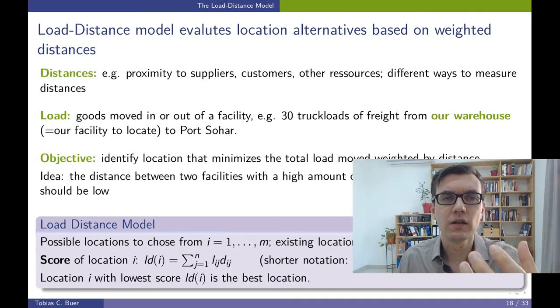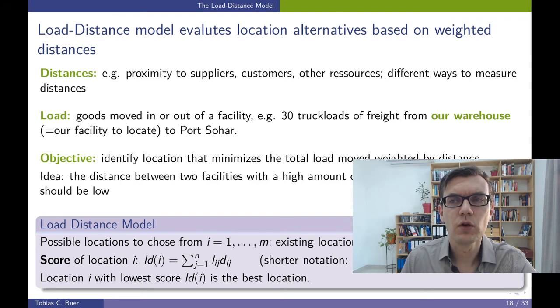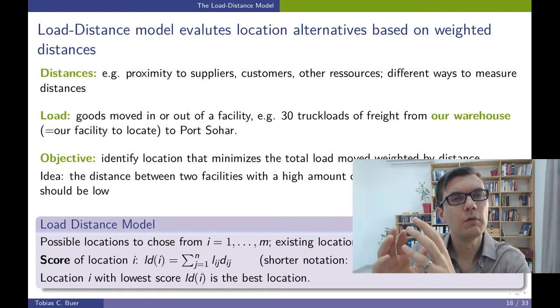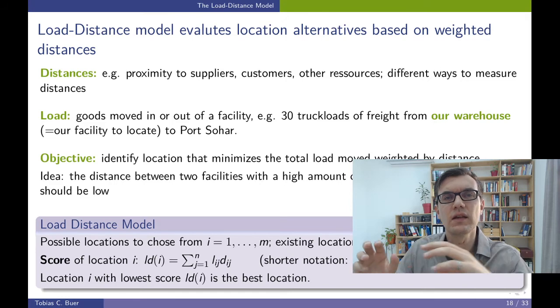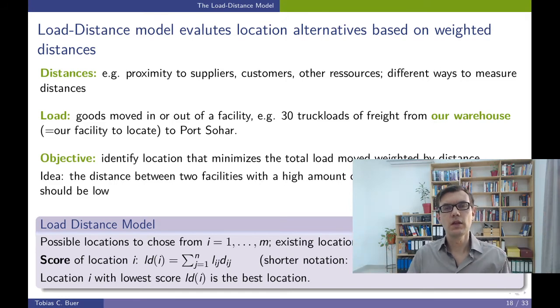over a given distance. And the idea is that the distance between two facilities with a high amount of load between each other should be as low as possible. If we have many transports, many loads between two locations, they should be as close as possible. When we have a small number of loads between locations, it is not so important if they are far away. Now, the load distance model works as follows.